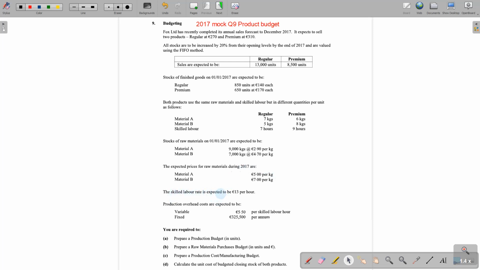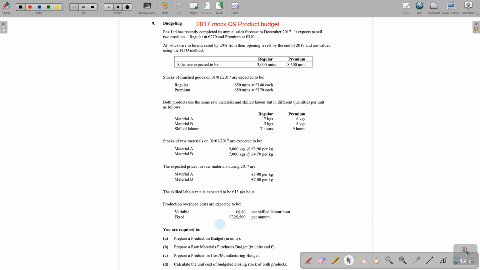It gives us the rate of skilled labor hour, €13 per hour, and the production overhead costs are expected to be €5 per skilled labor hour. So that goes back to our absorption questions that generally come up in question 8, where we would get all our overheads divided by whatever and then multiplied by whatever. And then we have fixed there as well.